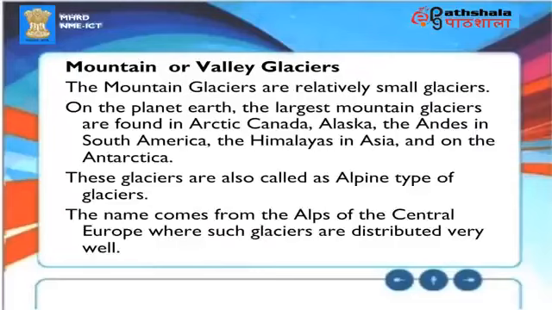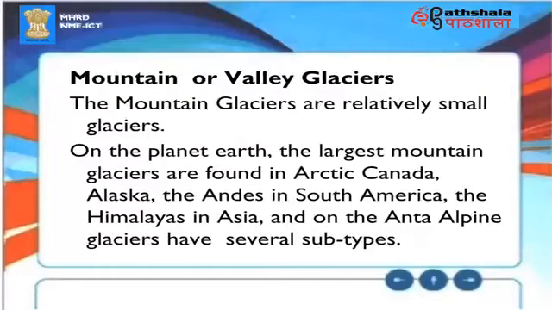Mountain or valley glaciers. The mountain glaciers are relatively small glaciers. On the planet Earth, the largest mountain glaciers are found in Arctic Canada, Alaska, the Andes in South America, the Himalayas in Asia, and on the Antarctica. These glaciers are also called alpine type of glaciers. The name comes from the Alps of Central Europe, where such glaciers are distributed very well.